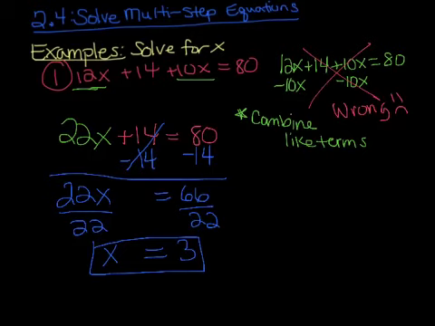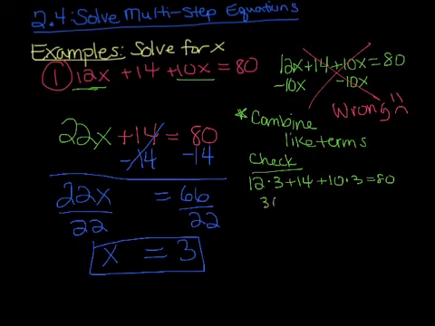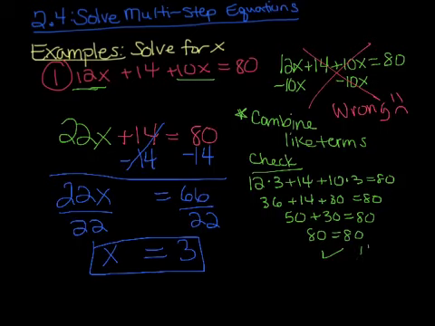As with the previous examples, I do recommend that if you're on a test or a quiz, you go back and substitute that 3 back in. I'll do that for the first one, and if you want to do that for all of them, you can, just to check and make sure you get things right. So this is our checking step. When you do that, you get 36 plus 14 plus 30 equals 80. 36 plus 14 is 50. 50 plus 30 is equal to 80. That means that our answer of x equals 3 is correct. So we're good on that one.